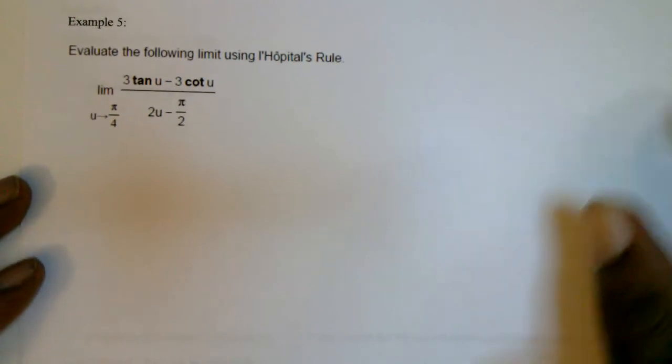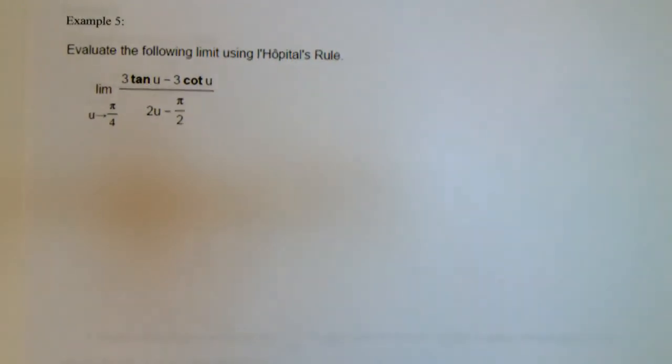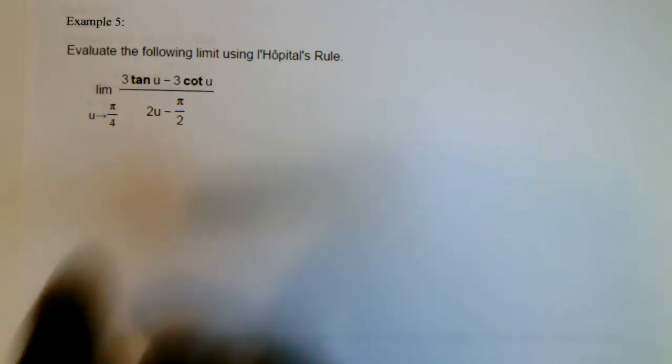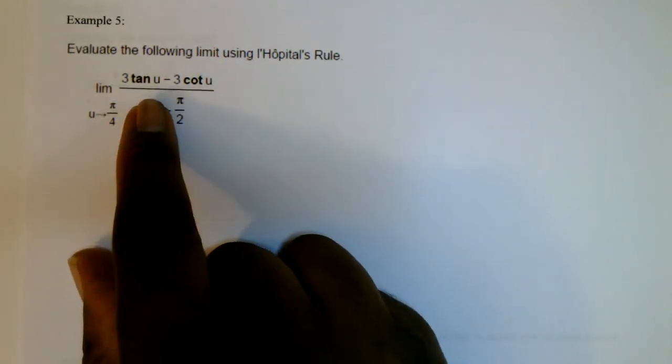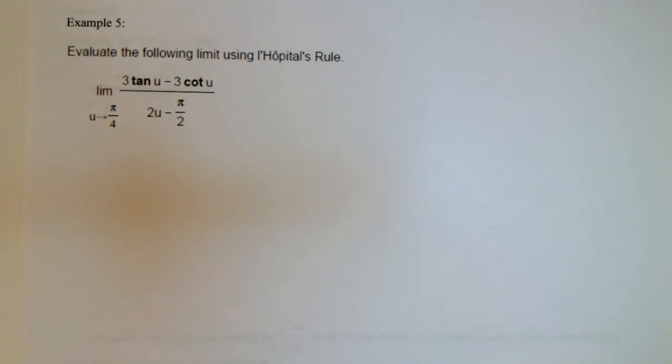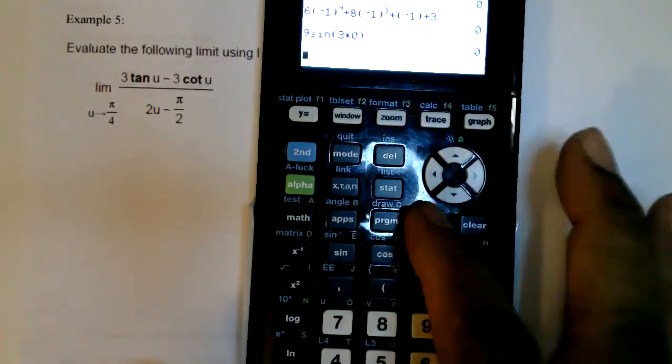So here we're going to use L'Hopital's rule to evaluate the limit as u approaches pi over 4 of 3 times the tangent of u minus 3 times the cotangent of u, divided by 2u minus pi over 2. Okay. And I will get a 0 over 0, which is the indeterminate form, because at pi over 4, the tangent of pi over 4 is going to be 1.